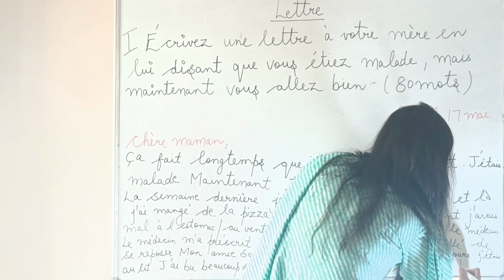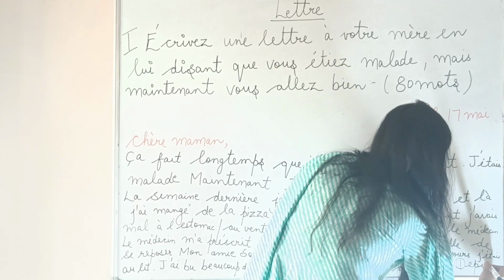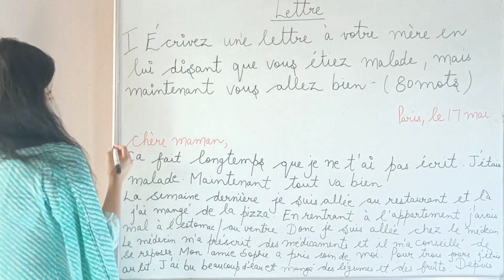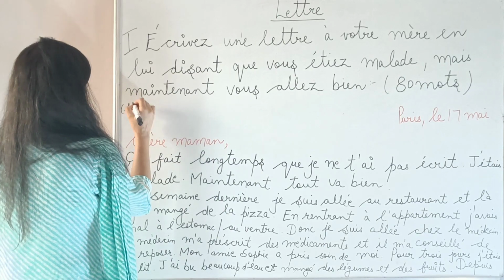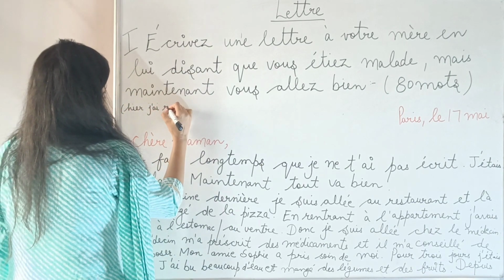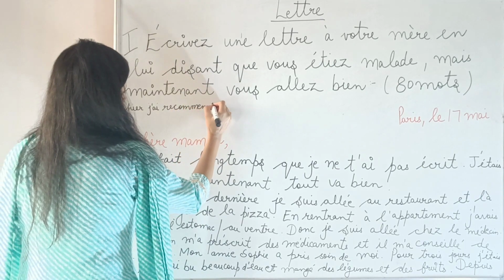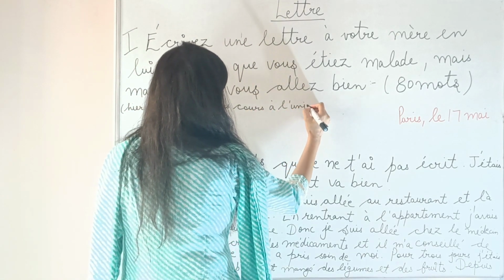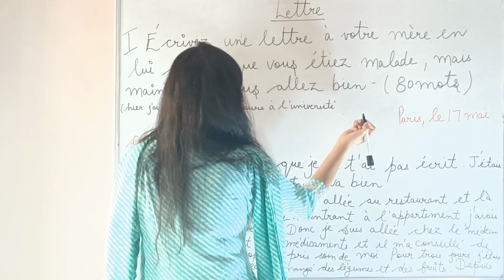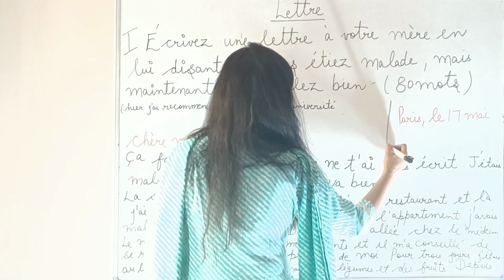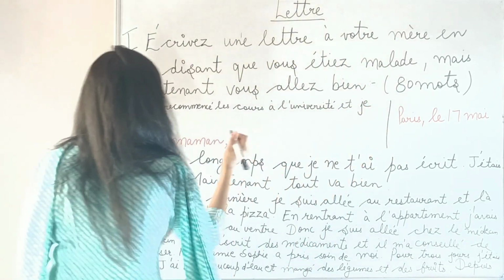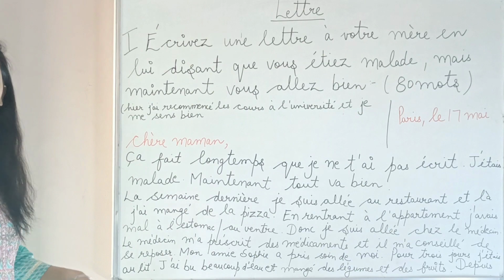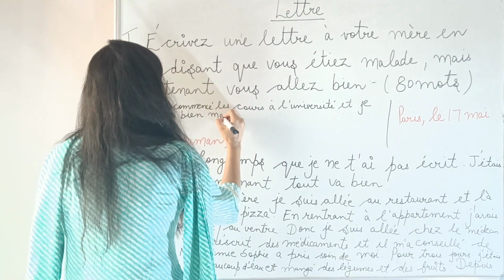And then you can tell depuis hier. Depuis hier. These are the last lines, that's why I'm writing it here. Depuis hier, j'ai recommencé les cours à l'université. I started my class in the university. Et je me sens. This is how you can end the letter. Je me sens, you're feeling fine now. Je me sens bien maintenant.